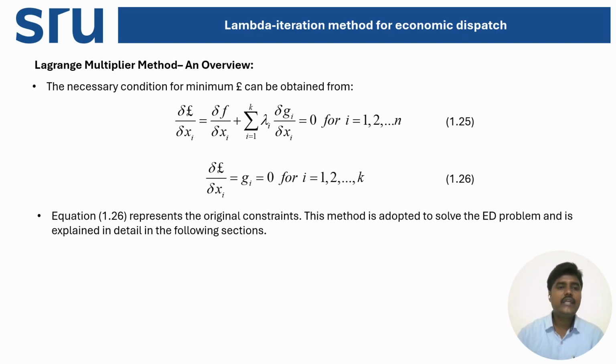So the necessary condition for minimizing this Lagrange function is to differentiate that function with respect to the variable and set it equal to 0. Now this equation 1.25 or 1.26 represents the original constraint. This method is adapted to solve our economic load dispatch, and it can be explained further in detail by taking some numerical problems in the coming lectures.